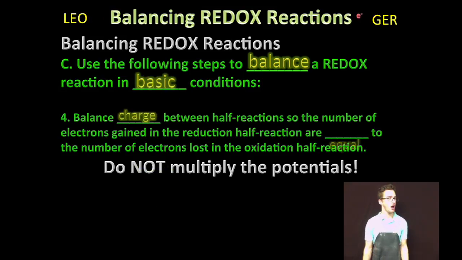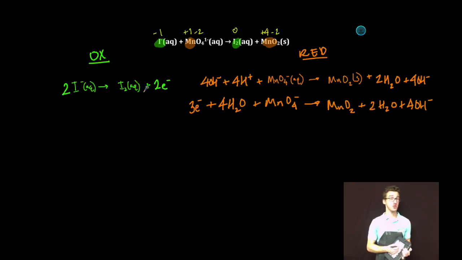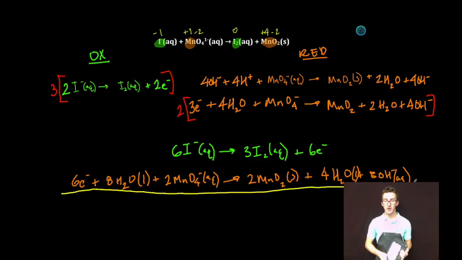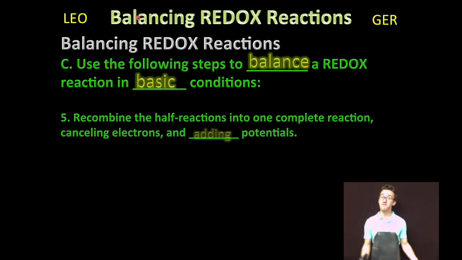Step 4. Again, balance charge. So important that the electrons lost equal the electrons gained. We've lost 2 electrons in our oxidation half reaction, but gained 3 in our reduction half reaction. So I'm going to multiply my oxidation half reaction by a factor of 3, my reduction half reaction by a factor of 2. What results then is an oxidation half reaction and reduction half reaction that are losing and gaining equal numbers of electrons. And then finally, recombine, add those potentials together.